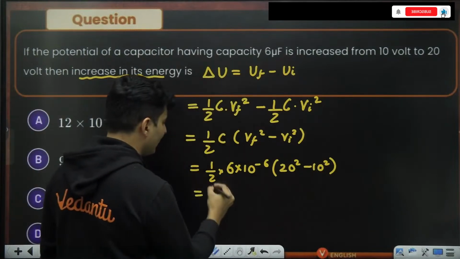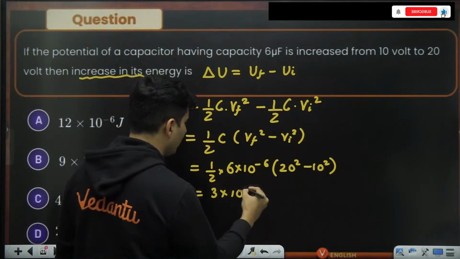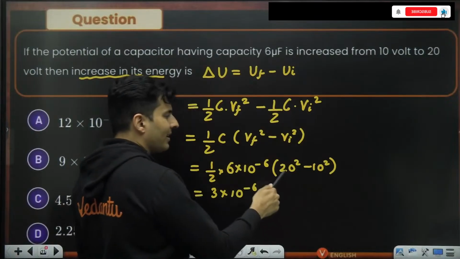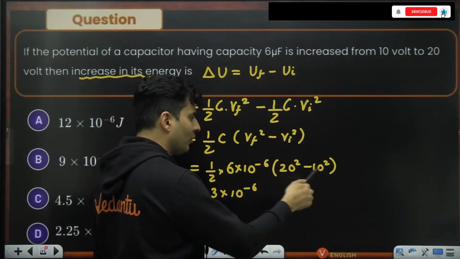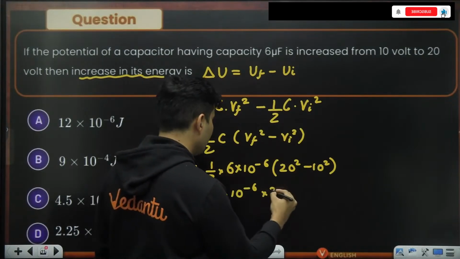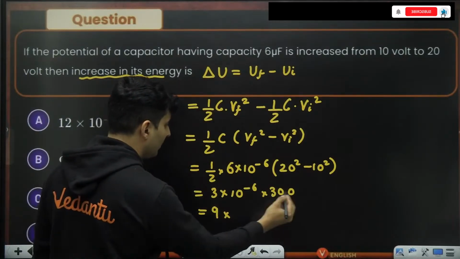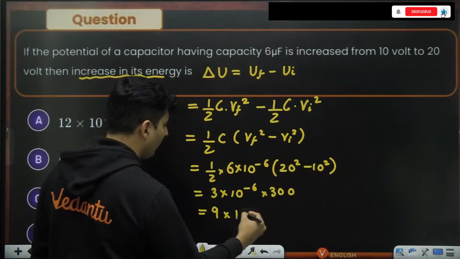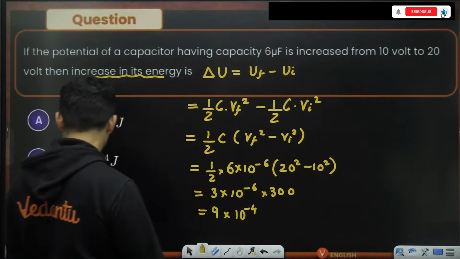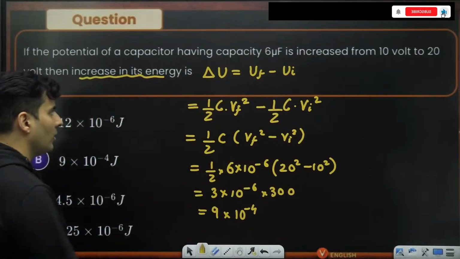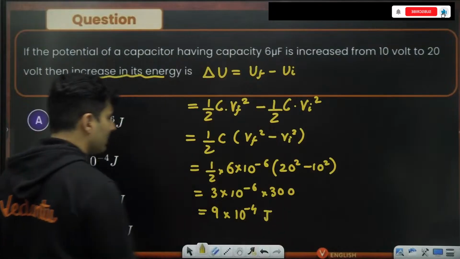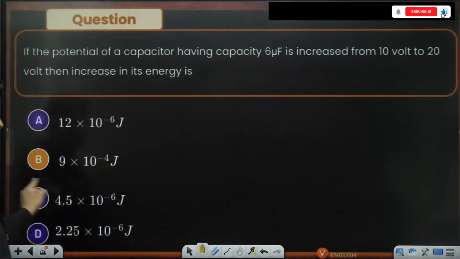So let's see, what do we get? 6 by 2 is 3. So 3 into 10 to the power minus 6. 20 square is 400. 10 square is 100. 400 minus 100 is basically 300. Okay. 3 3s are 9. And these two zeros will be swallowed by the negative power of 6, and it will make it minus 4. So 9 into 10 to the power minus 4, of course, SI units, that means it will be joules. So it should be option number B.